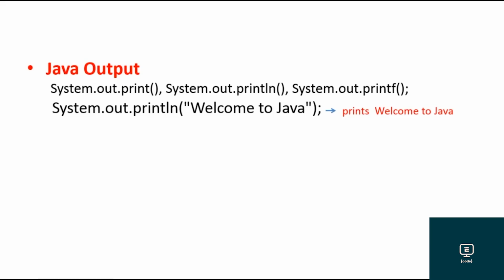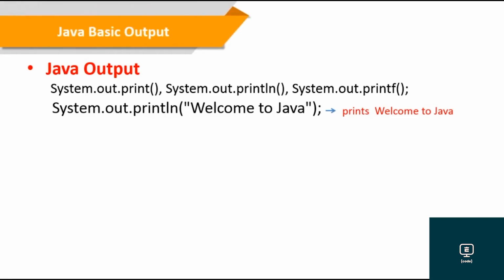Java Basic Output. So in this section, you're going to learn some simple ways to display output. We can simply use System.out.print(), System.out.println(), or System.out.printf() to send the output to a screen.